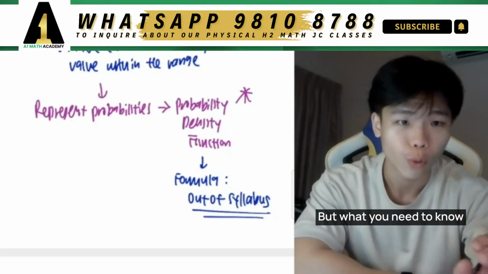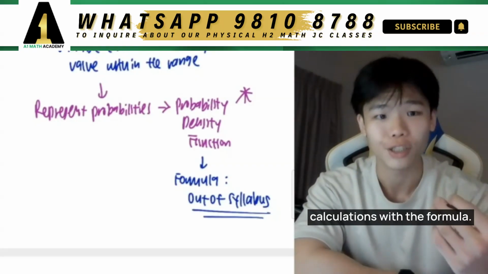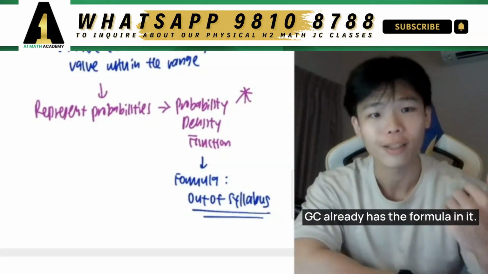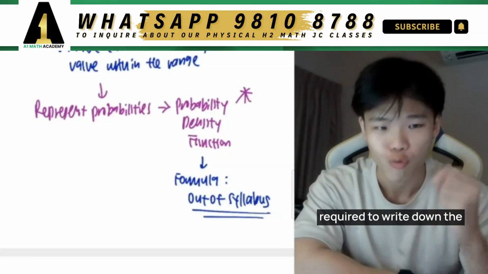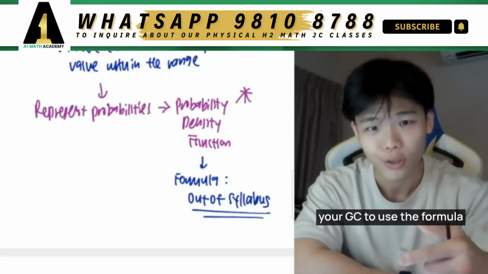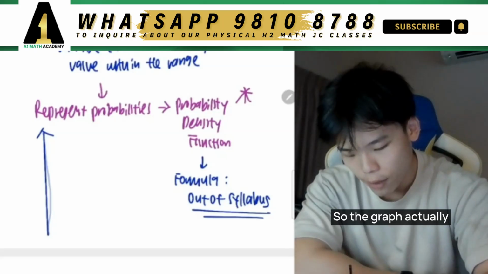But what you need to know is not the formula, but rather how we actually do calculations with the formula. Because your calculator, your GC, already has the formula in it. So you don't need to memorize the formula. Neither are you required to write down the formula because it's very long. But what you need to do is to know how to manipulate your GC to use the formula to actually calculate things. Okay, so the graph actually looks something like that.